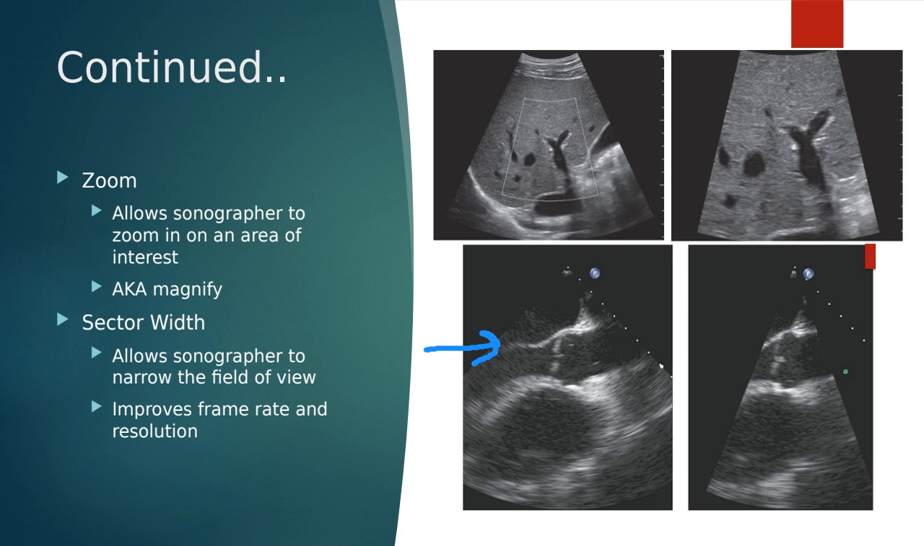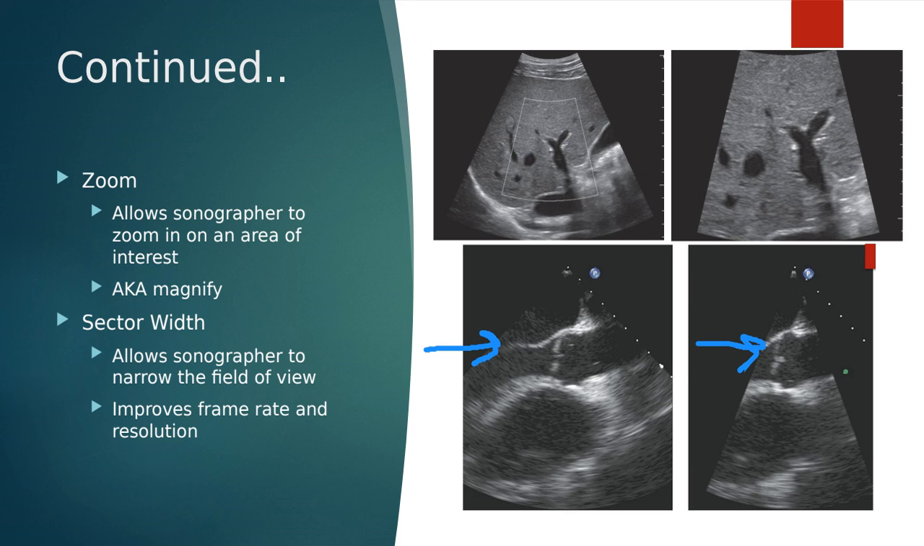We always want to be able to use a narrow sector width because it helps us to improve our frame rate, so the speed that we can scan with. And then the detail or the image resolution also improves when we have a more narrow sector width. So as we start learning about specific organs, once we get to gallbladder, once we get to kidney, we'll start using a narrow sector width with some of those pictures, and you'll be able to see how that affects our image. Same thing with zoom. Once we start learning about some of the small structures in the liver and the biliary tree, we'll be zooming in on certain areas.